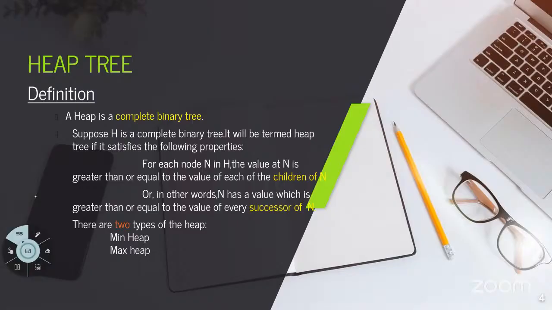Okay, things are already told: min heap and max heap. But I will give clearly about min heap and max heap with the help of an example, as already given for AVL and B tree. But we need to know the generalized concept of definition and theory for heap tree. I will give that, then I will close this session. Okay, then just see here: suppose H is a complete binary tree. H means heap tree, it will be termed heap tree if it satisfies the following properties. All of you write the properties of heap tree: for each node n in H.